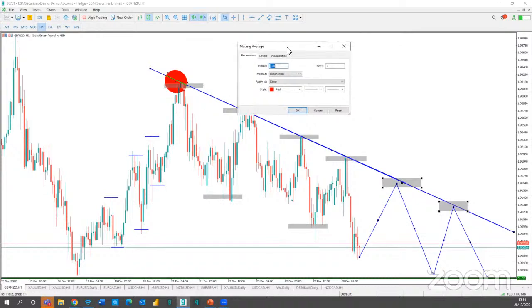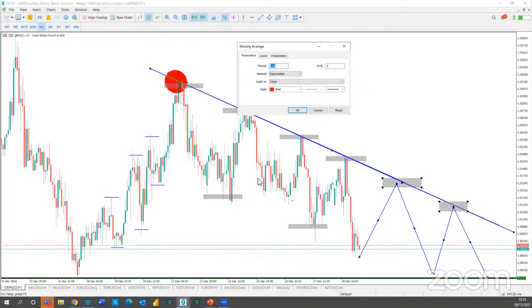A moving average is a line which calculates the average closing prices of a specific number of periods. For example, if I put 100, I mean, what is the average closing price, if you select close, for the last 100 candlesticks? And so it gives you the general flow of the market. Now it gives you the trend.